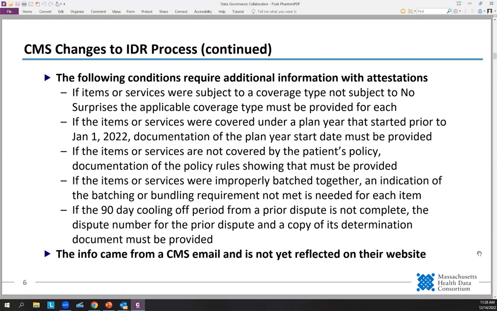But if your plan year started before January 1st, 2022, then those services are not eligible to be disputed, or they basically don't fall under No Surprises yet. And so you have to document the plan year start date in that case. And again, there might be some items that are not covered by the policy that someone tries to dispute. Then you have to provide documentation of the policy showing that it doesn't cover those items or services.